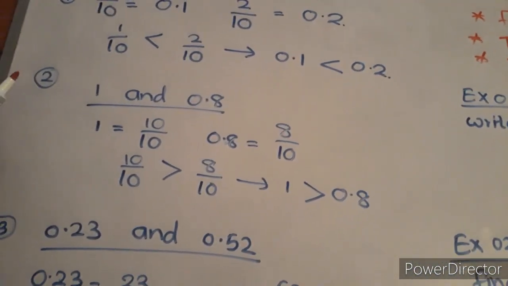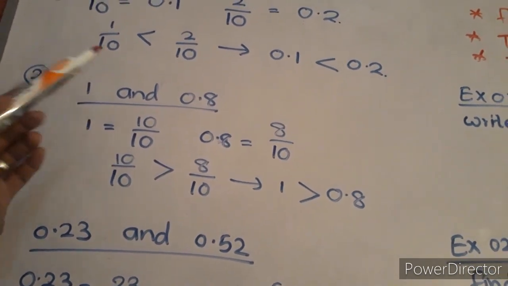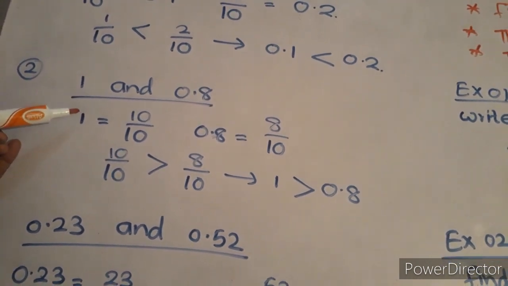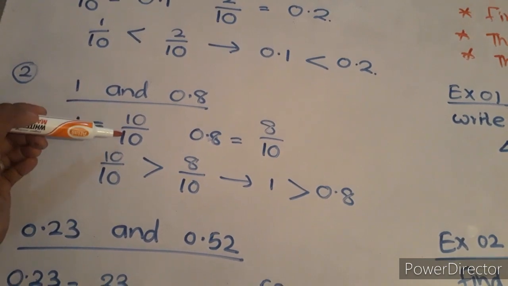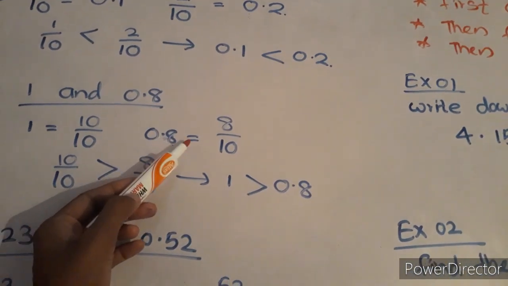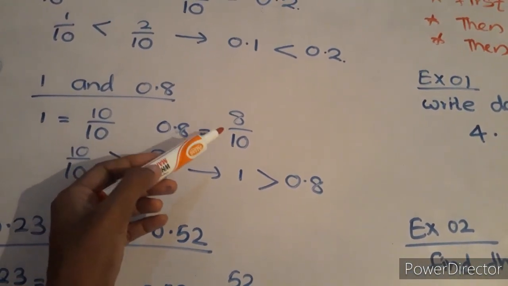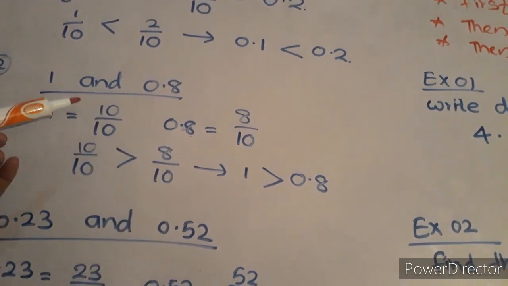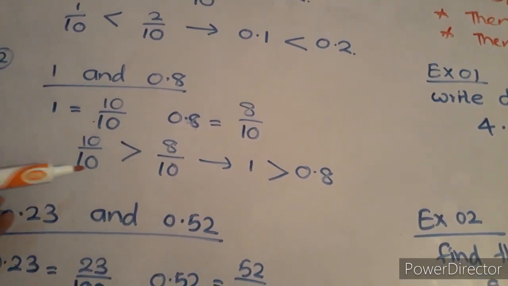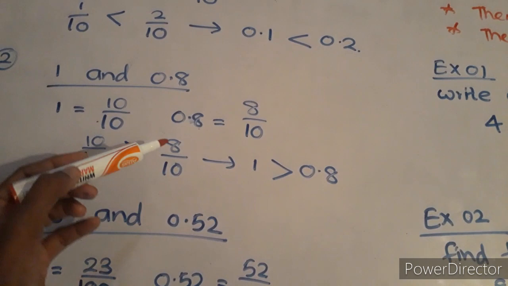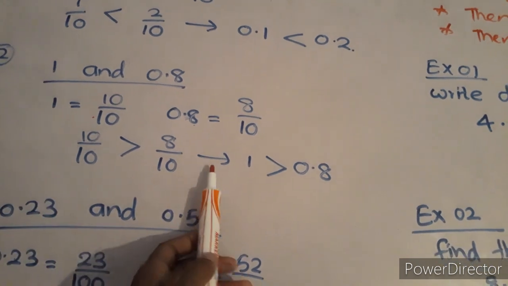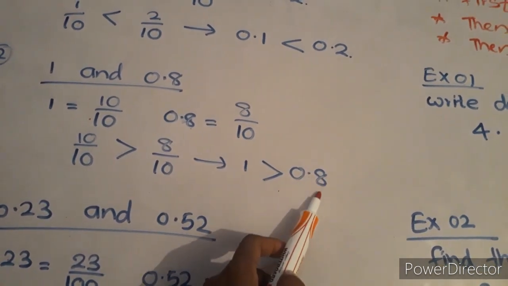Next example, you have to compare 1 and 0.8. How can we write this 1? We can write it as 10 upon 10 as a fraction. 0.8 we can write as 8 upon 10. Then what is the greater fraction? It is 10 upon 10. We know 10 upon 10 is greater than 8 upon 10, because it is all 10 parts, and this is 8 parts upon 10. So this one is greater. So we can write it as 1 is greater than 0.8.